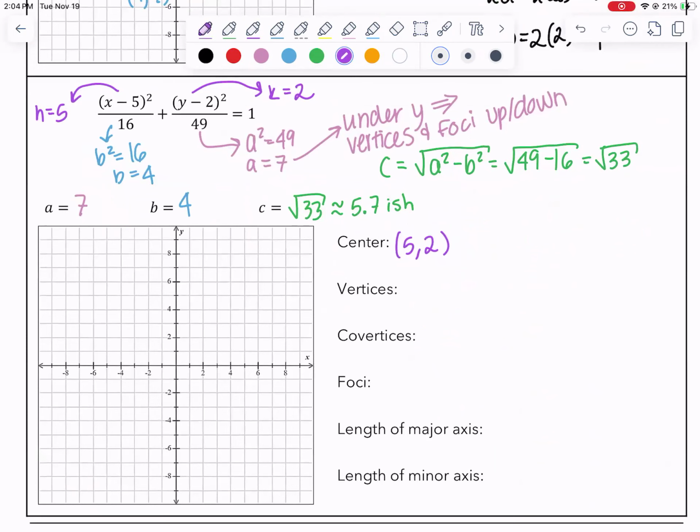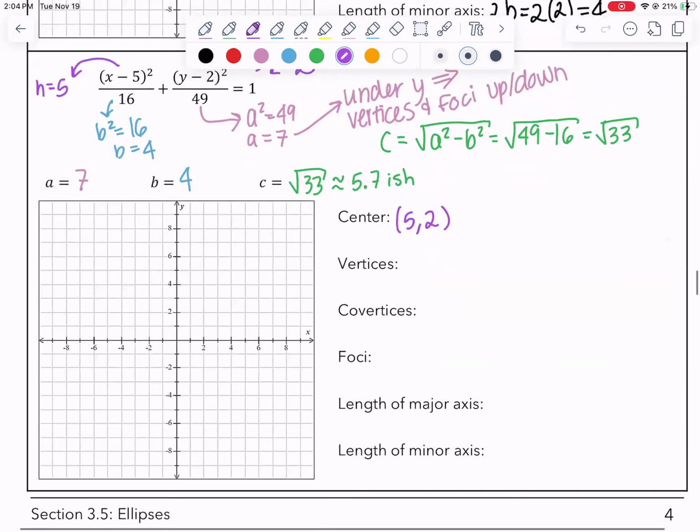All right, plotting my center first. My center is at 5, 2, right here. I'm doing my vertices. We're going up and down because we have a vertical major axis, the y-axis. When we talk about hyperbolas, then we talk about transverse axes, and that's all in my head right now. Anyway, up and down from the center, 7 units. 1, 2, 3, 4, 5, 6, 7. All right, 7 up. And then 7 down. 1, 2, 3, 4, 5, 6, 7.